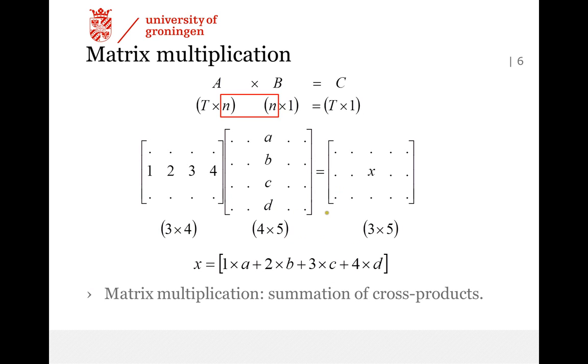What does it do? Well, essentially, let's look at this output matrix. So the second row and the third column. What is that actually? That is basically 1 times A plus 2 times B plus 3 times C plus 4 times D. And this goes basically for all these elements in the output matrix.